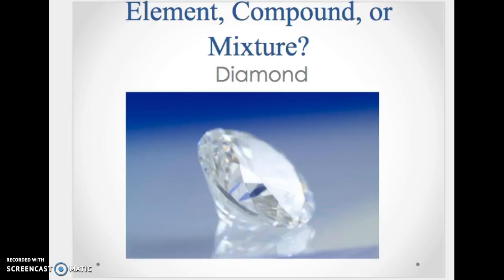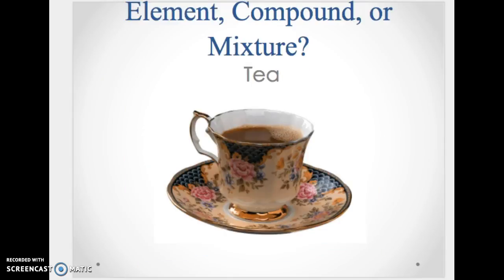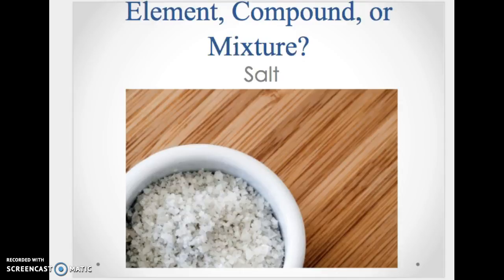How about a diamond? What would diamond be? So a lot of people get a little confused with this one and don't often know that actually diamond is an element. It's made up of pure carbon. So that's part of the reason why it's so expensive. How about tea? What would tea be? That would be a mixture. Okay. How about salt? What would salt be? This should be easy. We've talked about this a number of times. If you don't say that that's a compound, then we have serious problems.